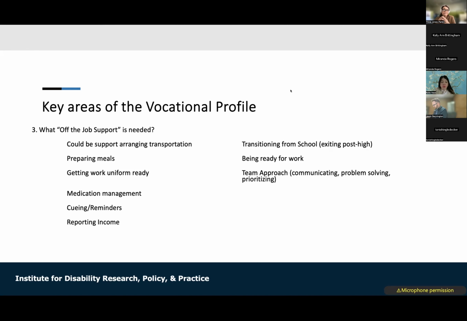Anyway, the reporting of income can always be a tricky one if people aren't aware that they need to, and who is doing that, and who do we need to coordinate with to make sure that's happening. Again, these are not all your responsibility to do. It's knowing who is responsible and who we need to coordinate with.